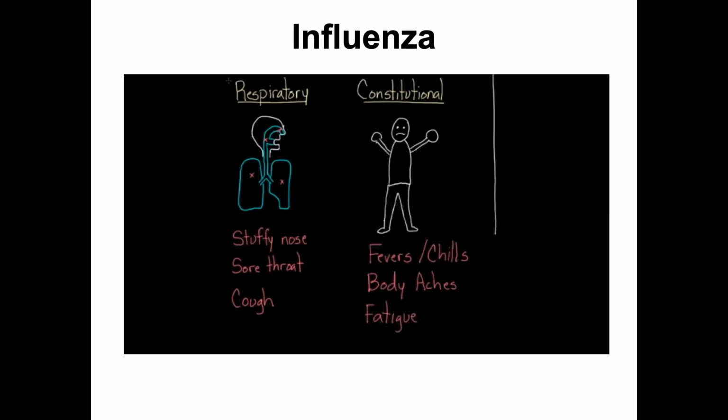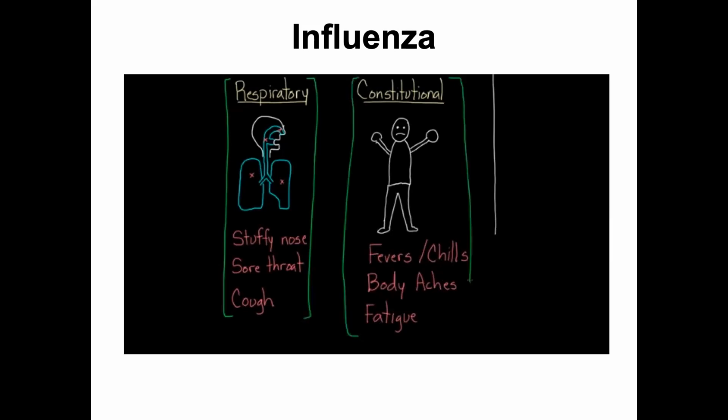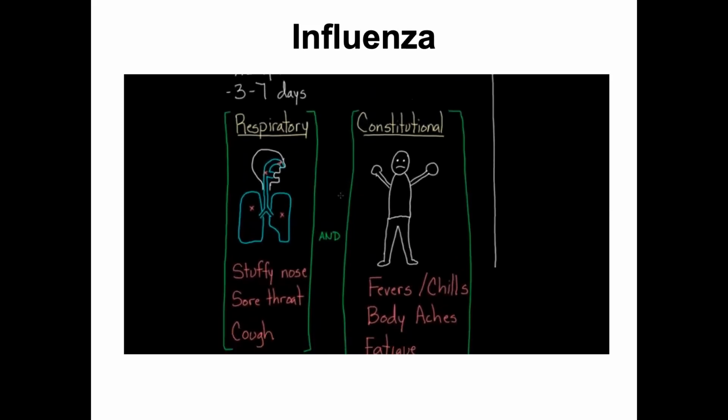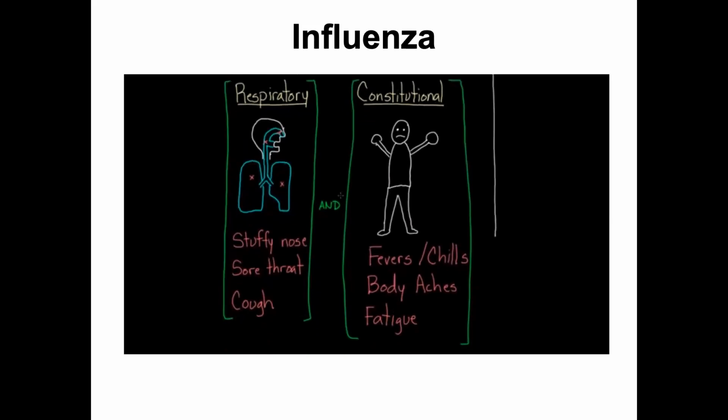So again, when someone tells me about flu, I'm thinking that they better have at least one of these respiratory symptoms and at least one of these constitutional symptoms. So I think of them in 2 categories, right? And I want at least one from each category. And they must have both if they're going to get me convinced that they have the flu. So scrolling up just a little bit, just to make sure we don't forget, it's got to be abrupt. It's going to happen over the course of 3 to 7 days. And they should have at least one respiratory symptom and at least one constitutional symptom.